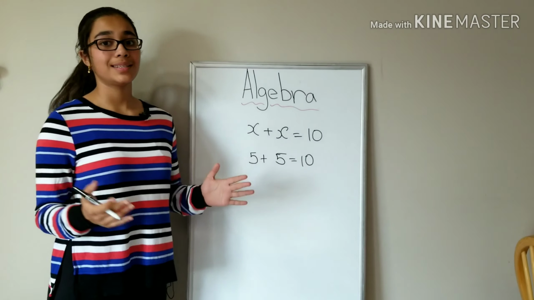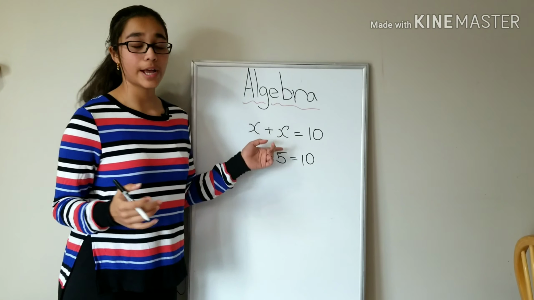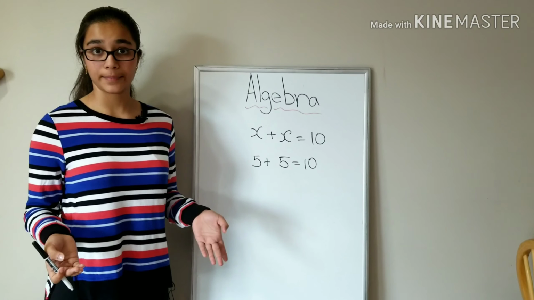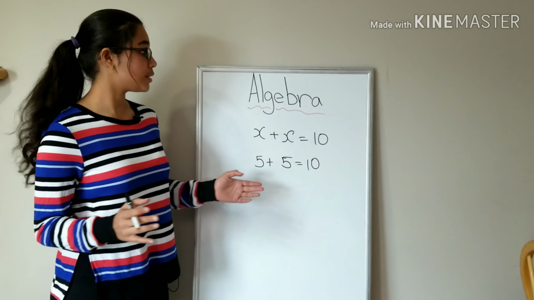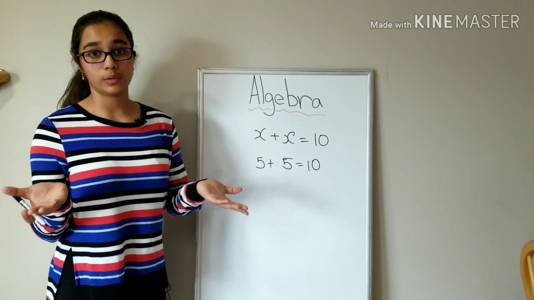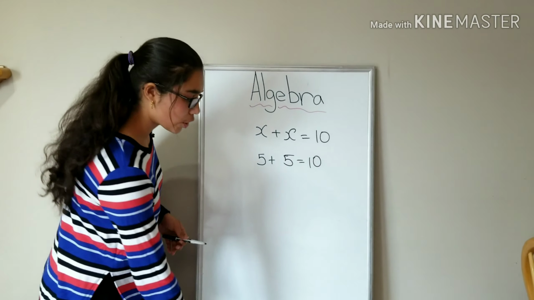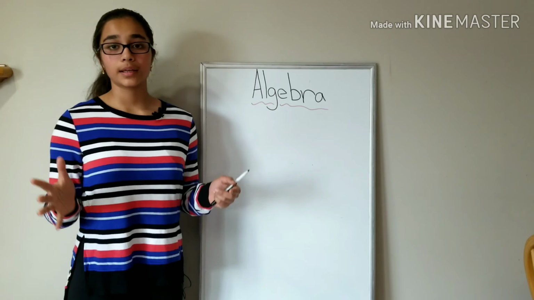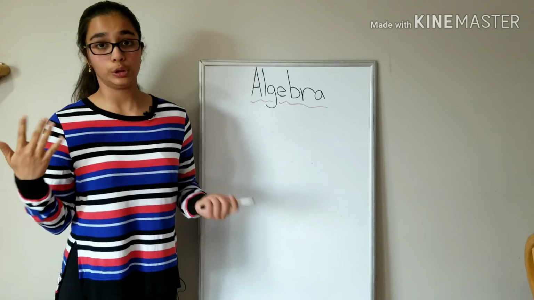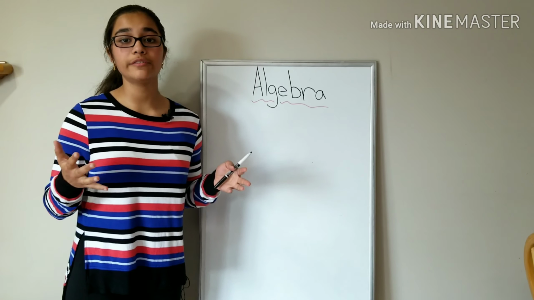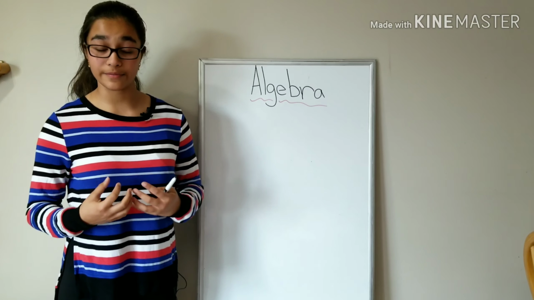If x was 6 here, then the other x would also be 6. And we know that 6 plus 6 is not 10. So we would have to find the resulting answer where both values are equal to give us 10. So we do know that one symbol cannot hold two different values. But can it go the other way? Can two different symbols hold the same value?